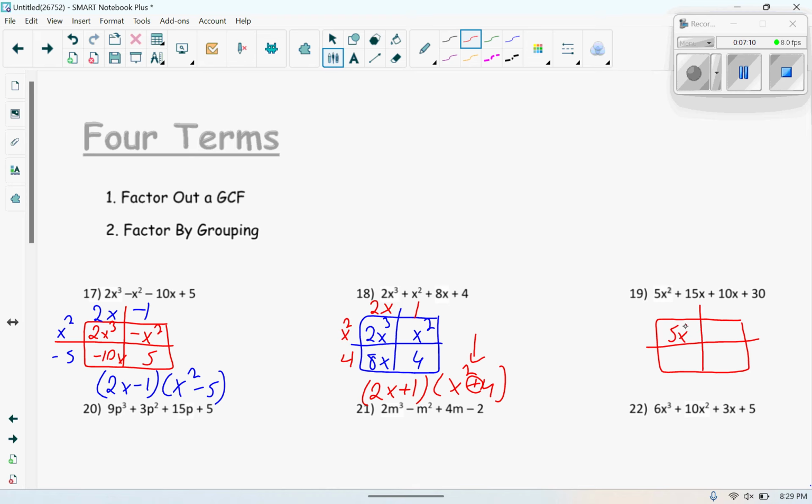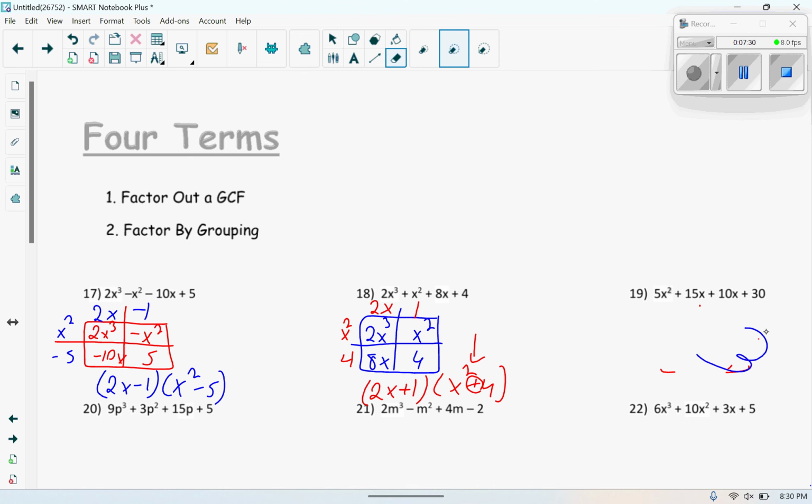So again, 5x squared, 15x, 10x, 30. And if I factor out a GCF, let's see, I like that. That's 5x squared. Ooh, look at this. Okay, so I'm going to erase what I have. I just noticed this, that these have a GCF that we can factor out, and I didn't see that. So do you see how I can take a 5 out of everything? Let's go ahead and do that first, and then we'll kind of go from there.